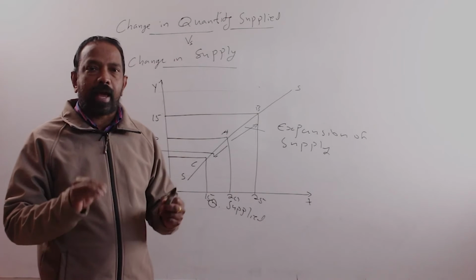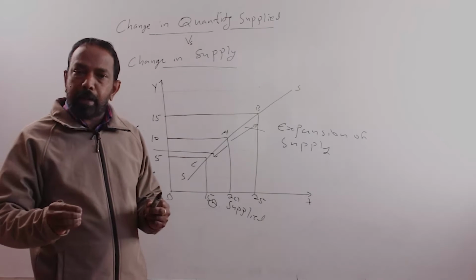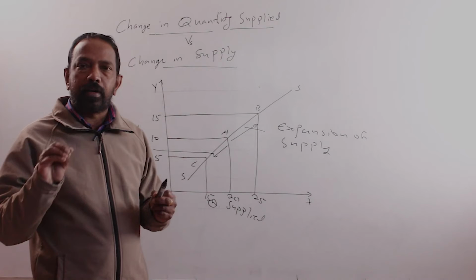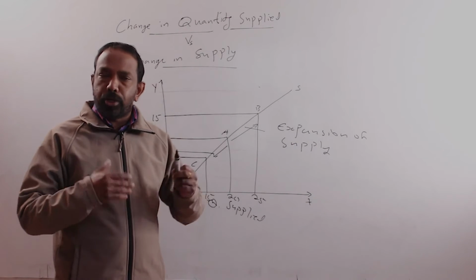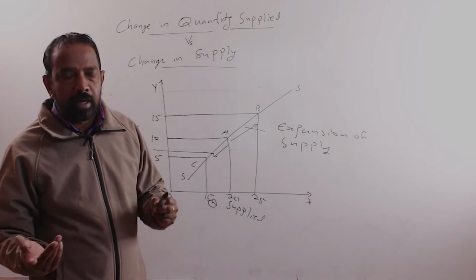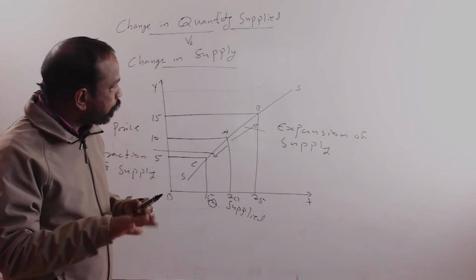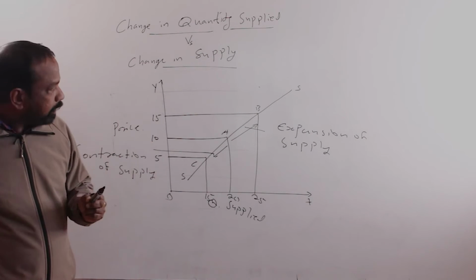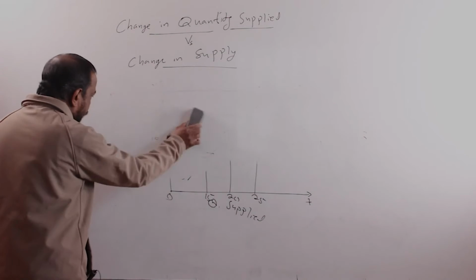If the government reduces tax, definitely supply will increase. If the government imposes tax, definitely supply will decrease. The same with subsidy. If the government introduces a subsidy, definitely supply will increase. If the government removes a subsidy, definitely supply is going to decrease. Now, this one we are going to explain firstly in a table. After that, we are going to explain in a diagram.